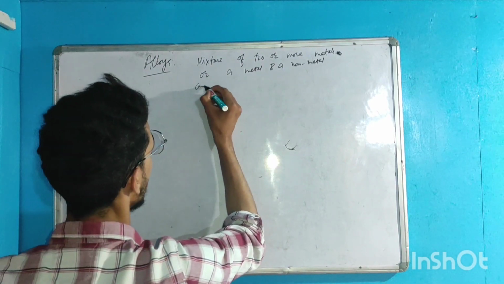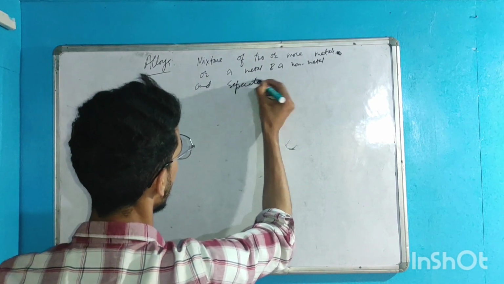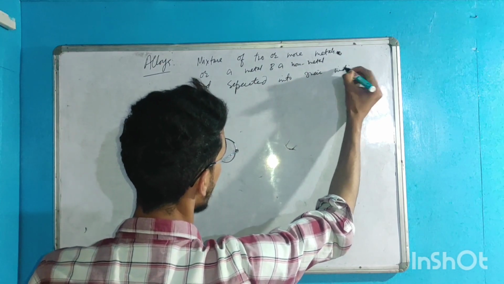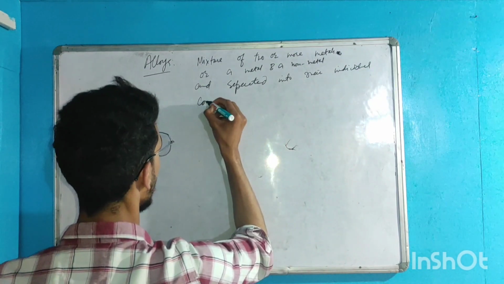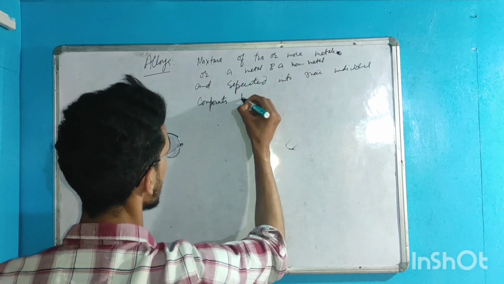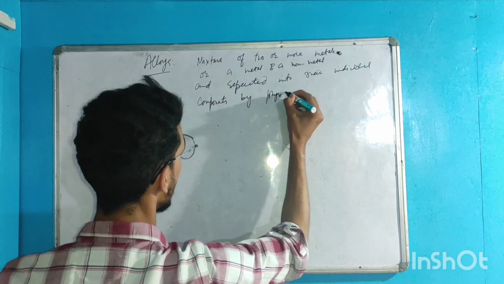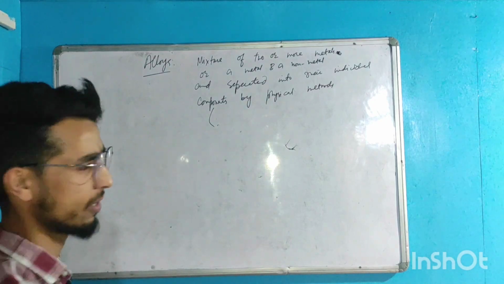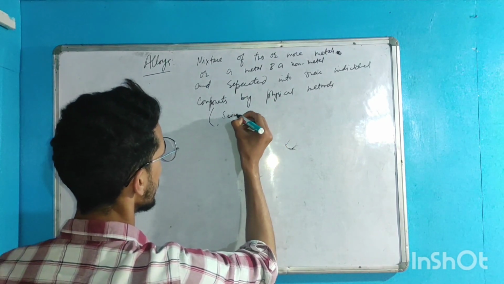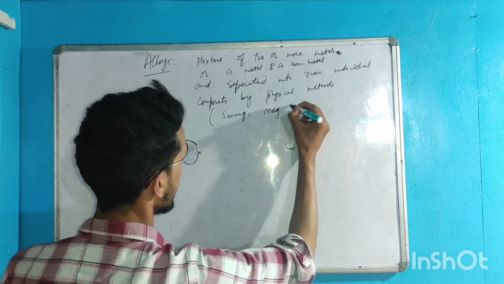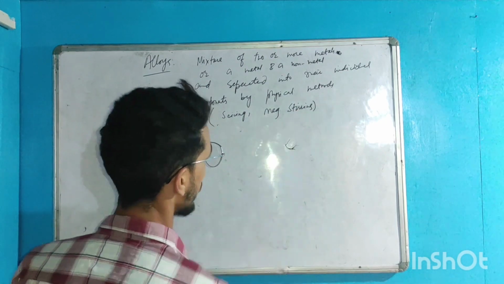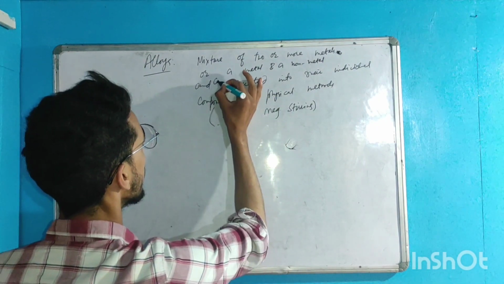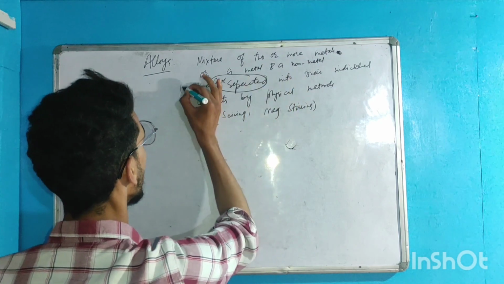And inko hum separate nahi kar sakte, cannot be separated into their individual components by physical methods. Physical methods like sieving, magnetic separation, usse inko separate nahi kar sakte. इन दोनों मेथड्स से इनको सेपरेट नहीं कर सकते और कैन नॉट बी सेपरेट. ये पॉइंट इसमें बहुत इंपॉर्टेंट है.